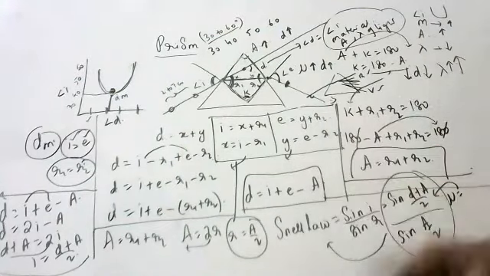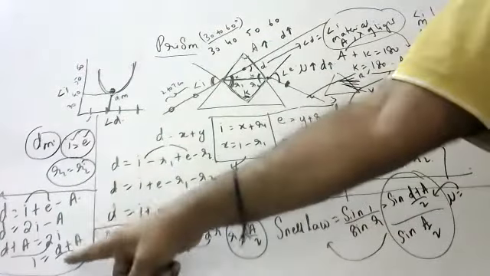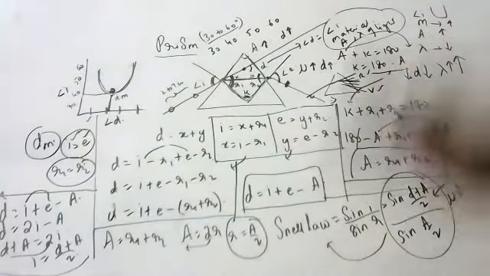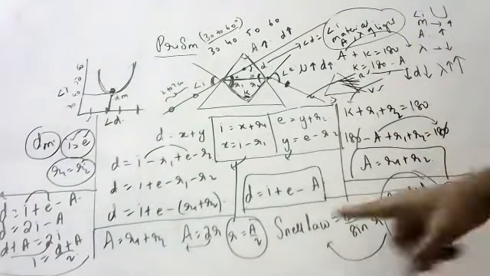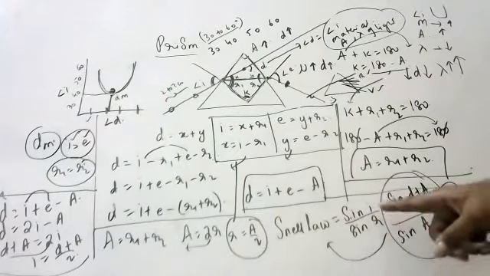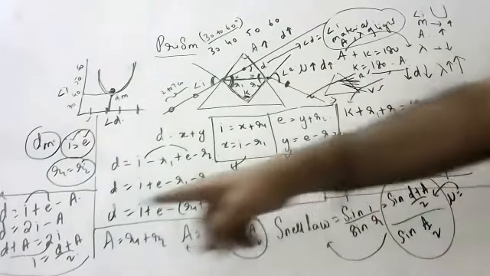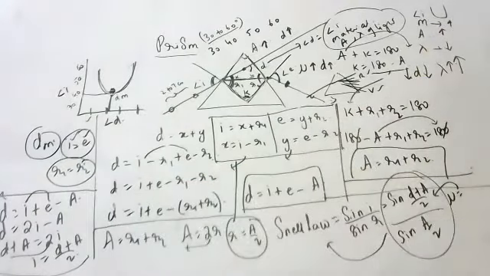First, at minimum deviation position, what happens? I and E will become equal. At minimum deviation position, r1 and r2 also will become equal. So by Snell's law, the formula is sin((A plus D)/2) by sin(A/2), because sin I by sin r, I is this much, r is this much.